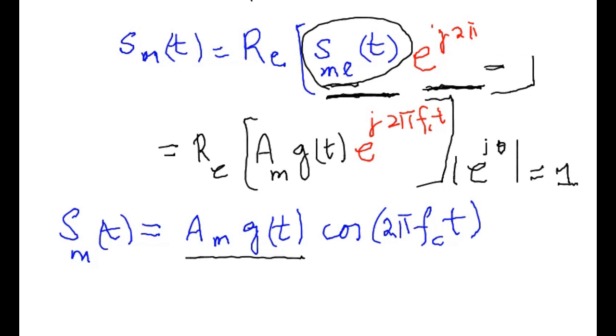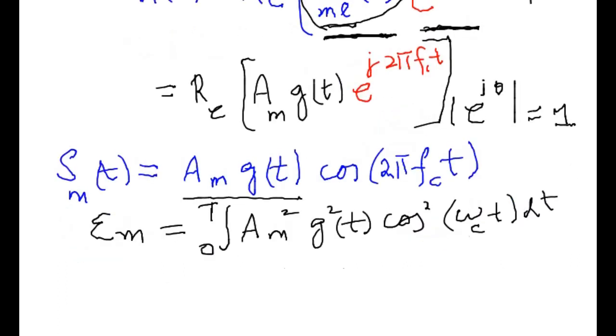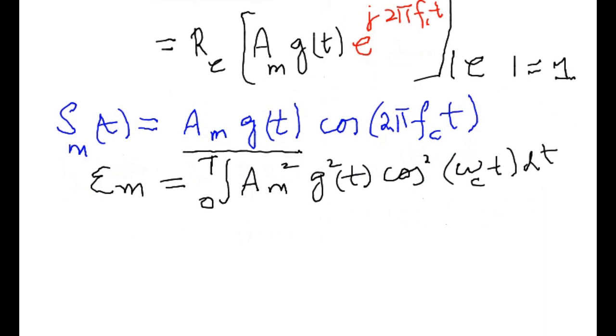Now as we saw earlier, we are always interested in the energy of the signal. So we compute the energy of this signal and denote it by E m. Computing it by squaring and integrating over the period of interest, wherever the signal exists, this will be A m squared g squared of t cos squared omega c t dt. We need to find this integral to compute the energy of this signal, so let's solve it.